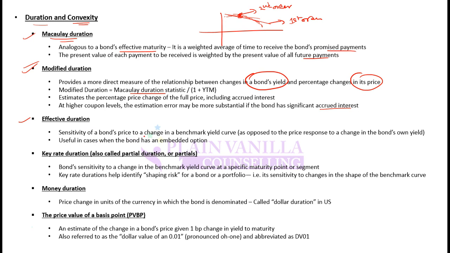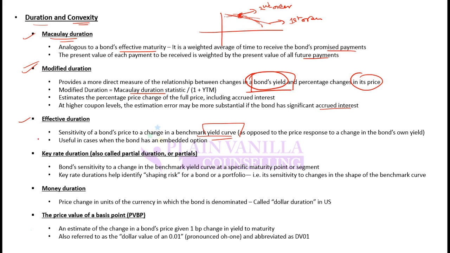Effective duration is the sensitivity of bond price to change in the benchmark yield curve. So both of these look similar. The difference is that here you are estimating the change in price with respect to the bond's own yield, and here you are estimating the change in price with respect to the benchmark yield curve, that is the interest rate curve, and not the bond's own yield. That is the basic difference between modified and effective duration.